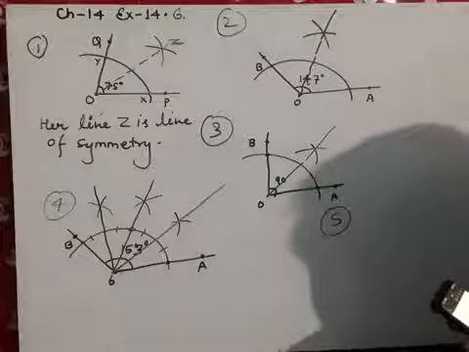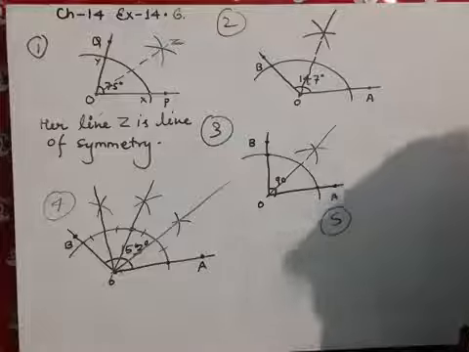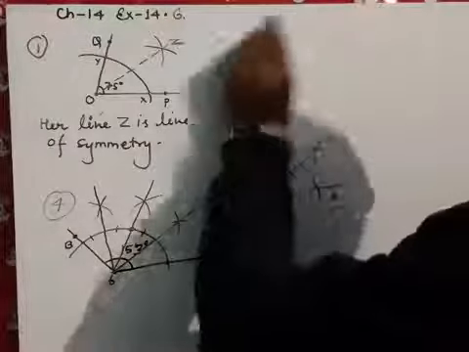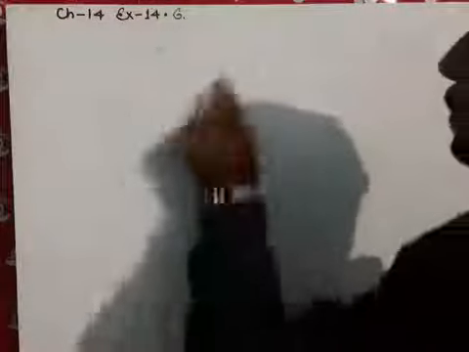Now going to question number 5. Construct with ruler and compasses. So here we are going to make the construction of the angle using the compasses and the ruler. Now we are not going to use the protractor.